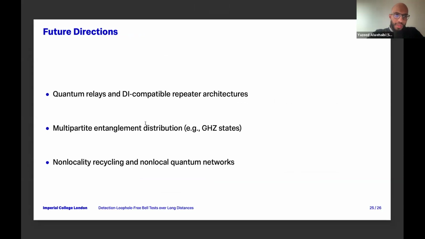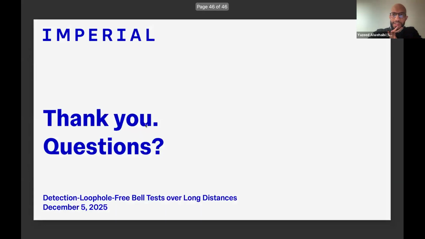In future, we are looking to utilize this scheme for quantum relays or quantum repeaters and multipartite entanglement distribution like GHZ states, non-locality recycling, and quantum networks. Thank you for listening, and I'll be happy to answer any of your questions.